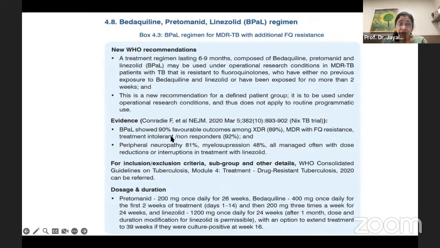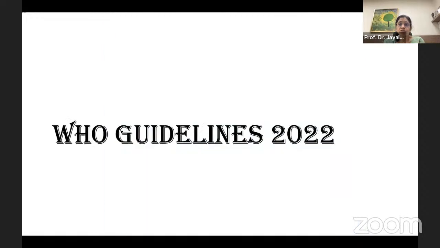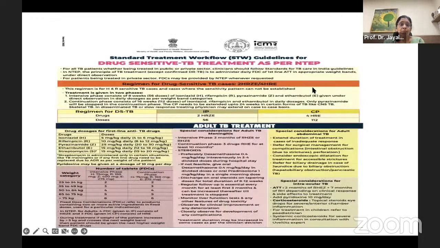So there is good efficacy, almost 80 to 90%, with a treatment regimen lasting just 6 to 9 months. And if the patient does not have fluoroquinolone resistance, if the patient is just MDR TB, bedaquiline, pretomanid, linezolid, and moxifloxacin is the suggested regimen, again for 6 to 9 months. So we see how this new treatment has completely cut short the treatment of tuberculosis, especially for drug-resistant tuberculosis.